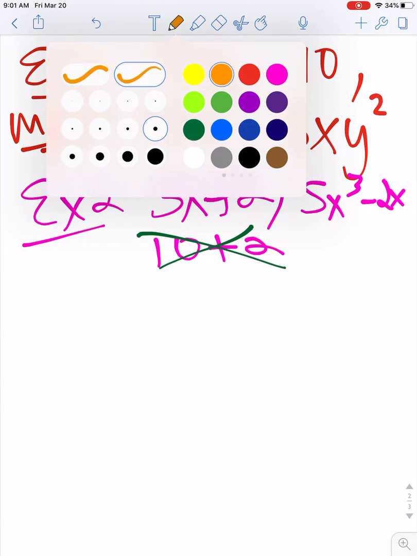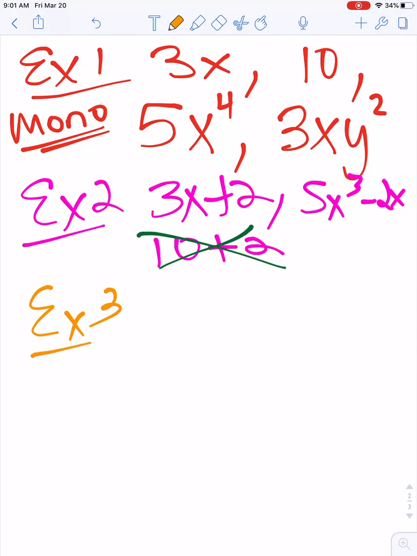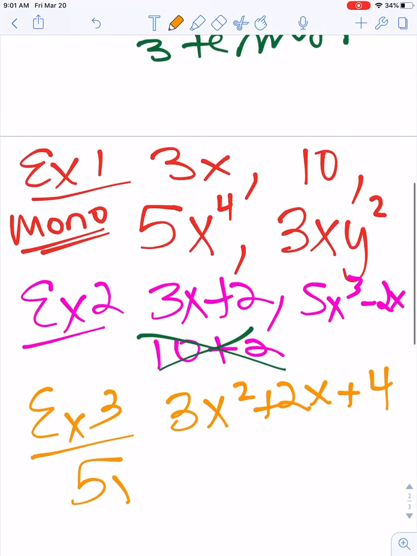And then we have trinomials. Right, a trinomial has 3 terms, so we have something like 3x squared plus 2x plus 4, right? That's a pretty common type of trinomial, with an x squared term, an x term, and a constant or number term. But it could also look like 5x to the 4th plus 3x plus 7, right? Those are also considered trinomials.